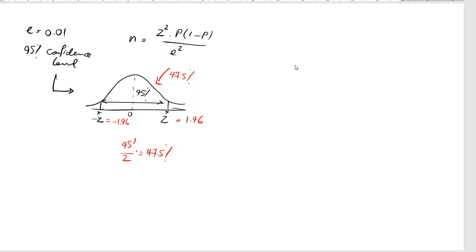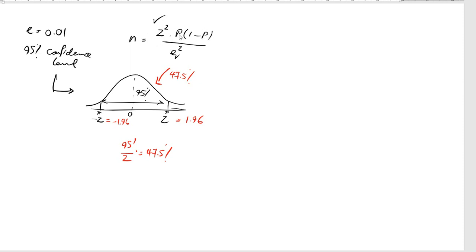Now, okay, I have z value, I have e. What about p? P is not given. What should we do about that? Okay, so remember, when you don't have the value for p, you need to just think, how can I maximize sample size? Because the larger the sample is, the better, the more accurate result you would get from the estimation of your population values. So I want to maximize n, and the value that makes n the largest is the value that makes the numerator the largest.